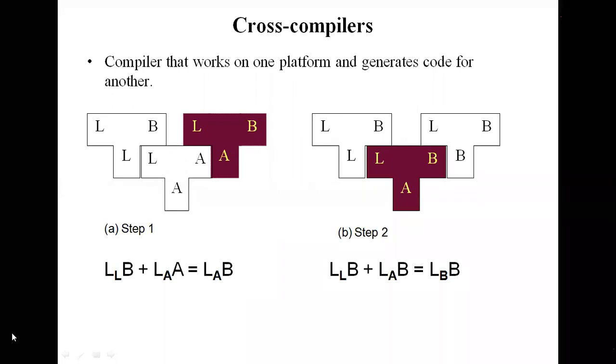Now, the other compiler is a cross compiler. A cross compiler means a compiler that works on one platform and generates the code for another platform. In the name itself, it is the crossing of the compilers. See here, basically the cross compiler is also in the form of the T structure, as in bootstrapping.